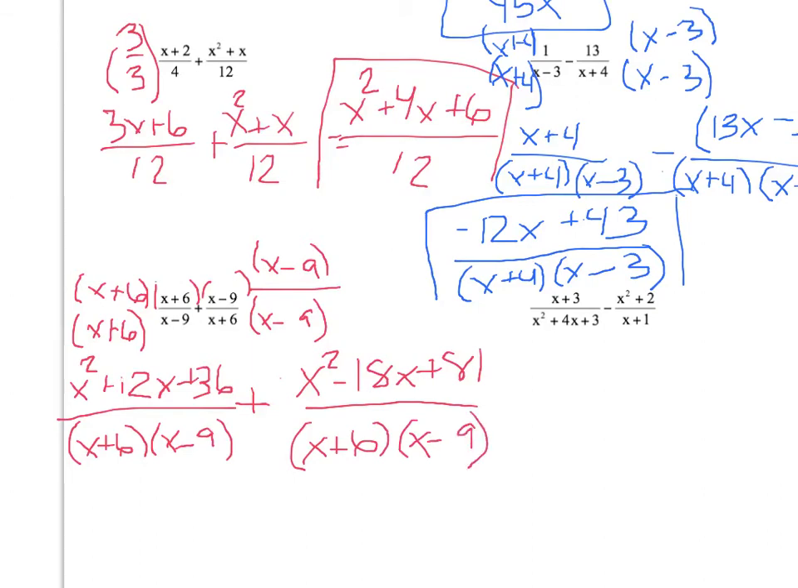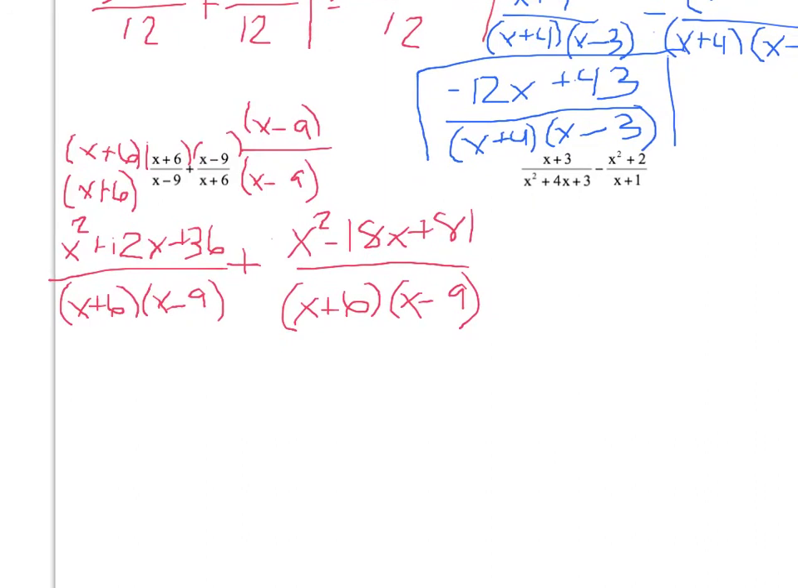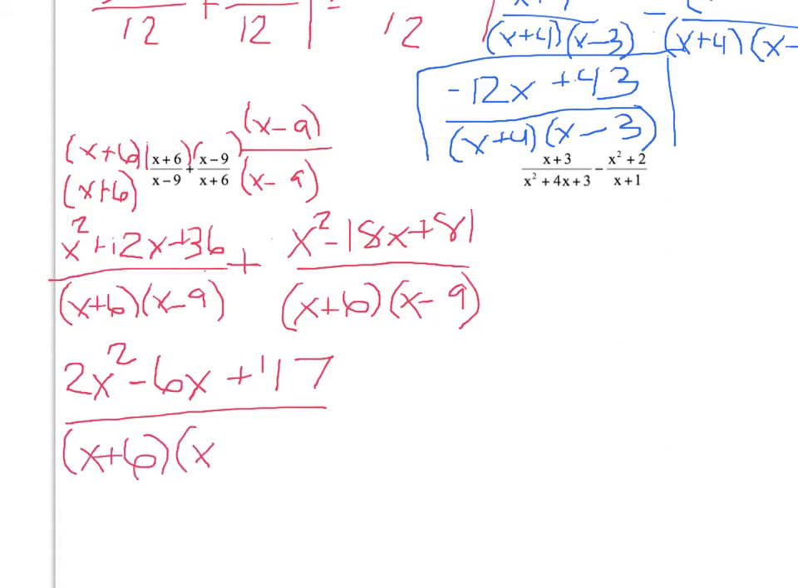Since the denominators are the same, I can combine like terms in that numerator, which will give me x squared plus x squared is 2x squared. 12x plus negative 18x is negative 6x. 36 plus 81 is 117 over my denominator. And that's my final answer there.